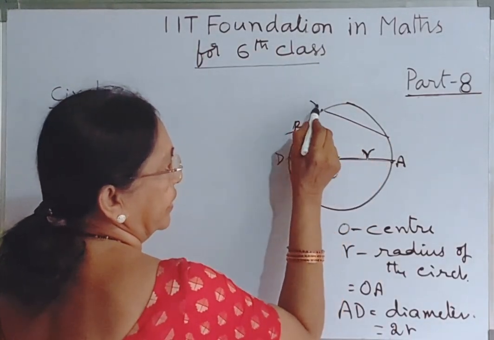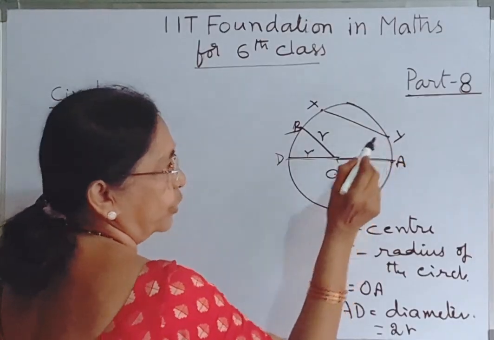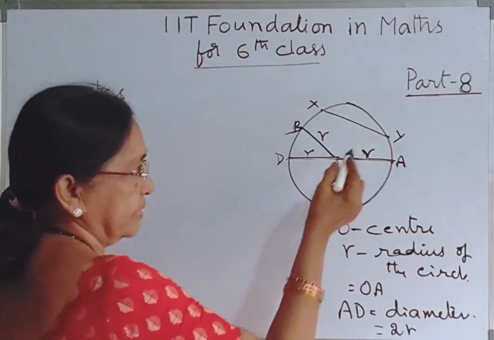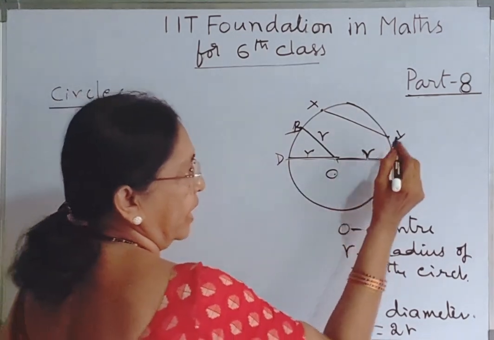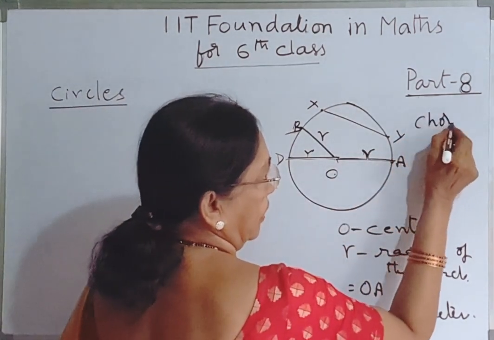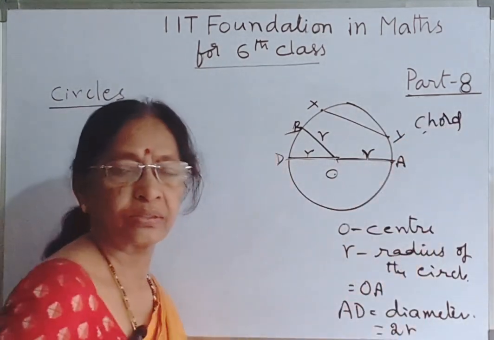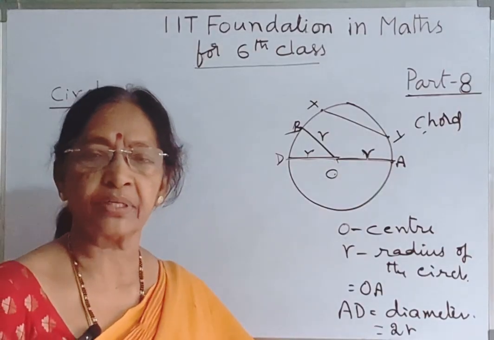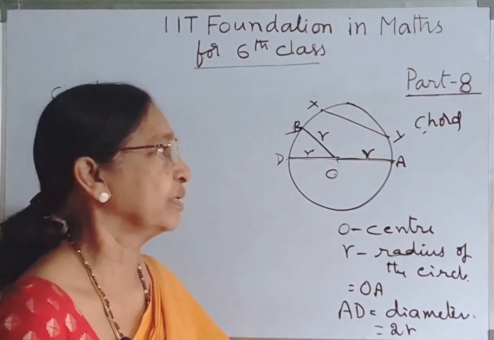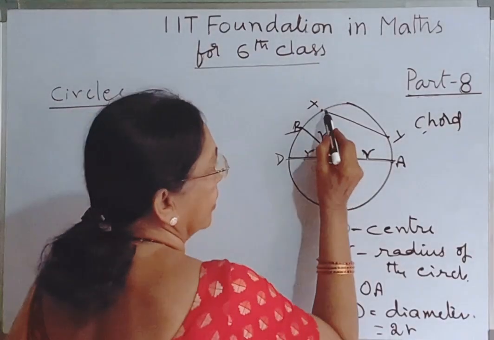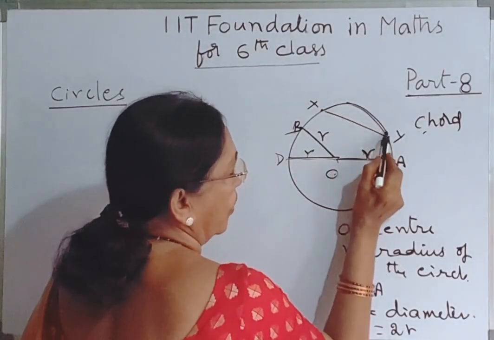So then if X and Y are two points on the circle, then the line joining those two points is called the chord. So chord is a line segment which joins any two points on the circle. Chord. And this is called an arc.